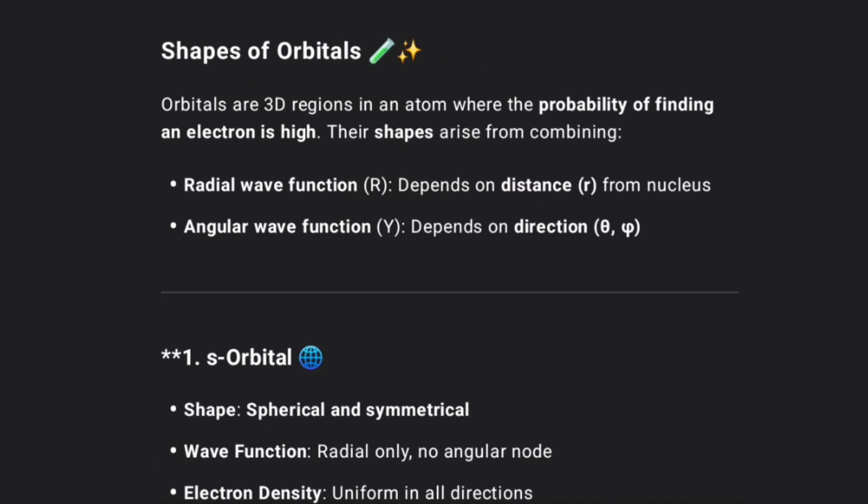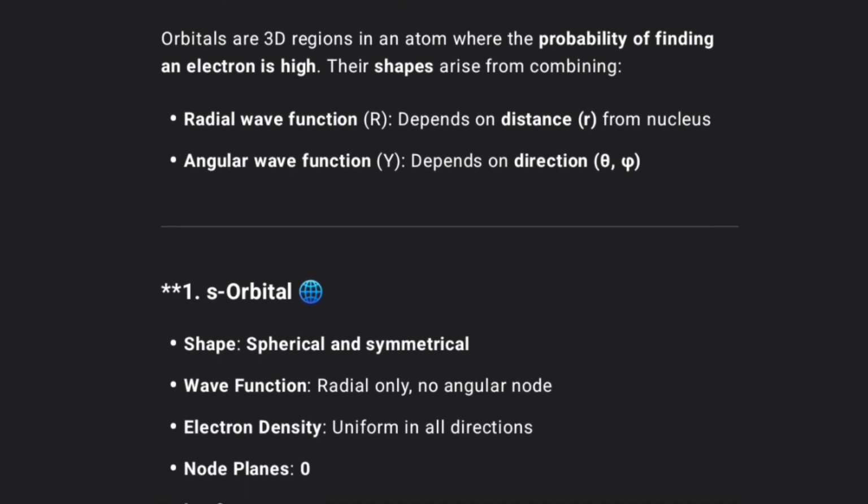Would you like orbitals? Orbitals are 3D regions in an atom where the probability of finding an electron is high. Their shapes arise from combining the radial wave function R, which depends on distance r from the nucleus, and the angular wave function Y, which depends on direction, theta and phi.